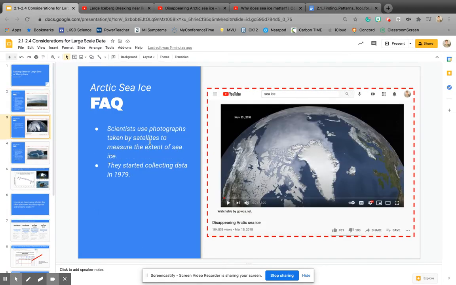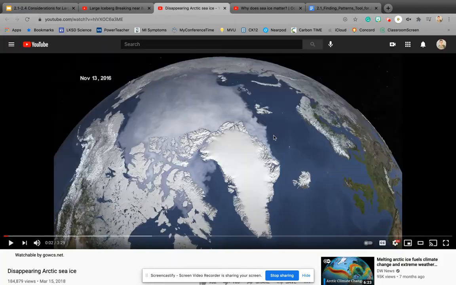Other things, I know this was brought up in one of the chemistry hours. How do scientists know what is happening to the sea ice, right? They clearly have data and stuff, but where do those data points come from? And it's all from satellite imagery. So they started collecting data in 1979. They've been collecting it monthly ever since. So we're going to hop over to this YouTube video and just take a look at how NASA is using it to interpret what's happening.